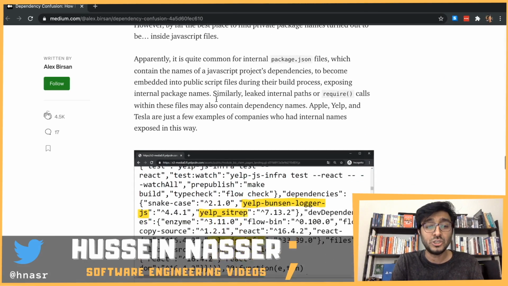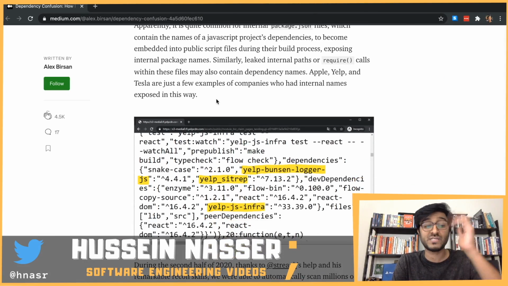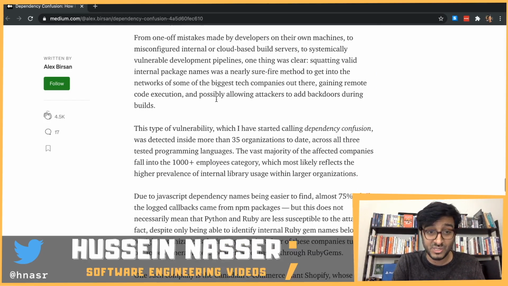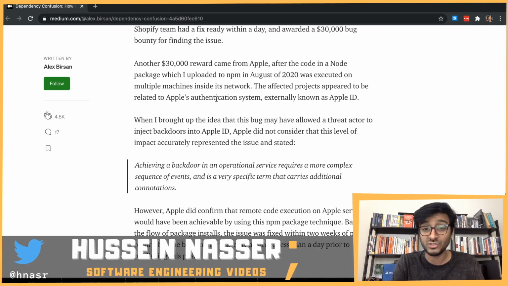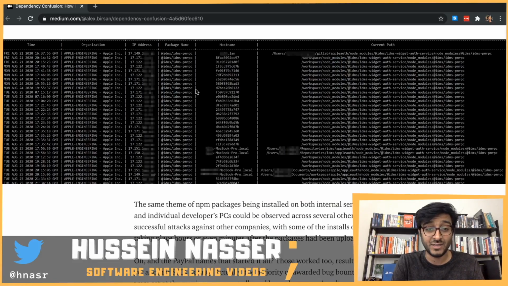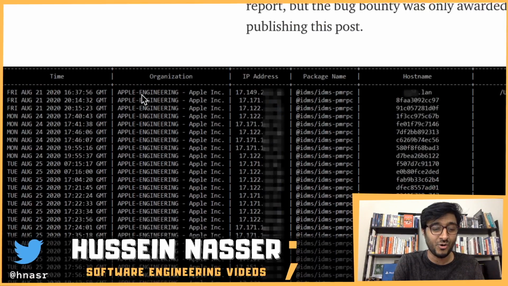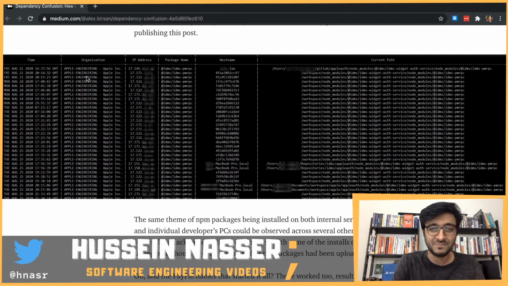This is genius, guys. Look at all the stuff that he found. Yelp, apparently. He found something from Yelp, and the results are really interesting. Guys, look at that stuff. I think we can share this. Apple Engineering. Oh, this is his custom DNS. He essentially packaged this nicely. So IDMS, PMRPC, he got the IP address, he got the organization, he got all of that stuff.